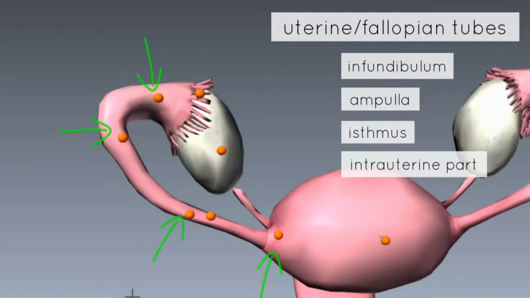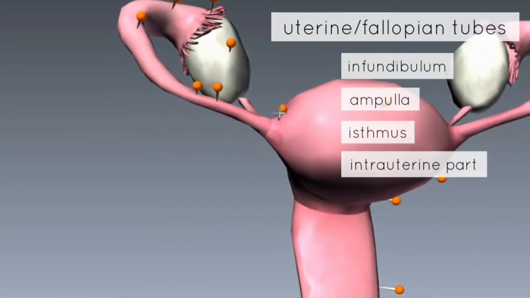And then the medial third of the uterine tube is called the isthmus, and it's the narrowest part of the tube, and it opens up into the uterus. Where the fallopian tube opens up into the uterus is called the intrauterine part. So that makes sense. It's inside the uterus and it opens up into the cavity of the uterus.